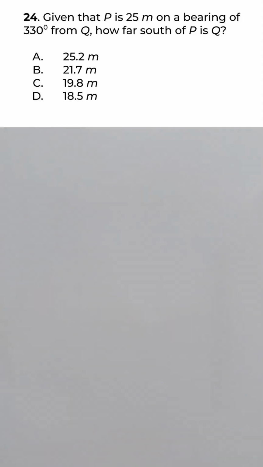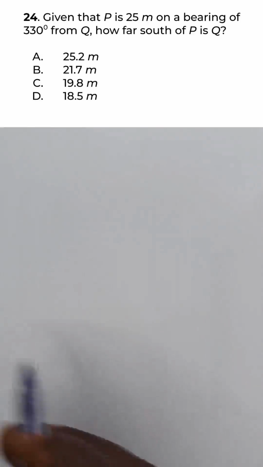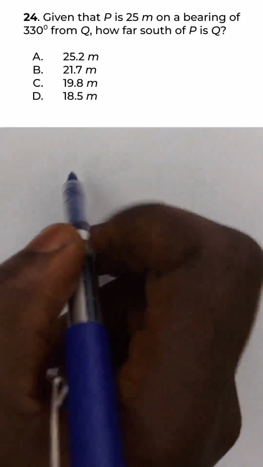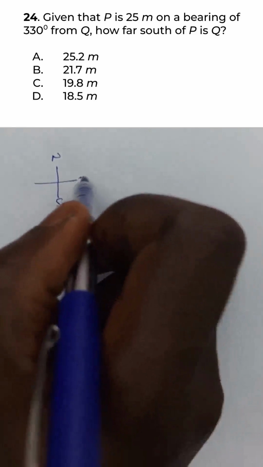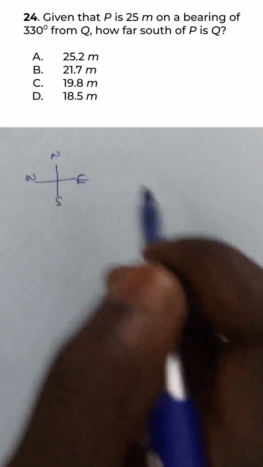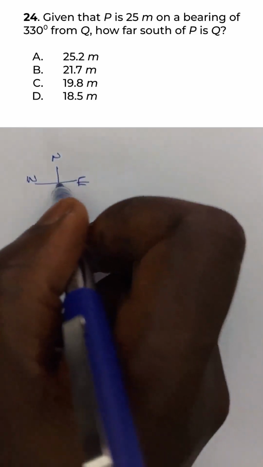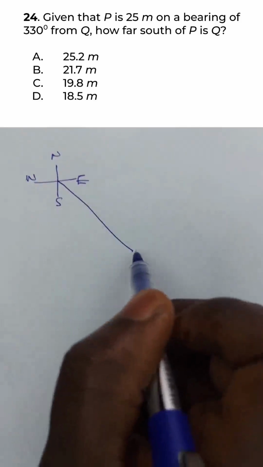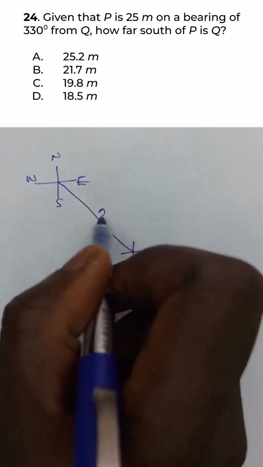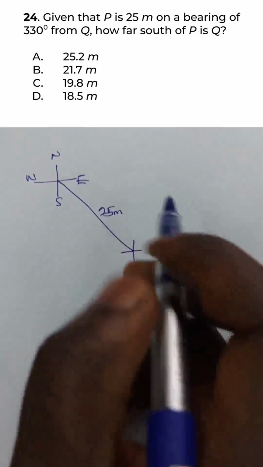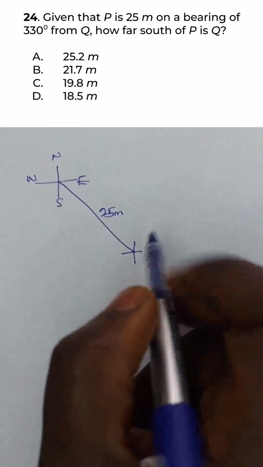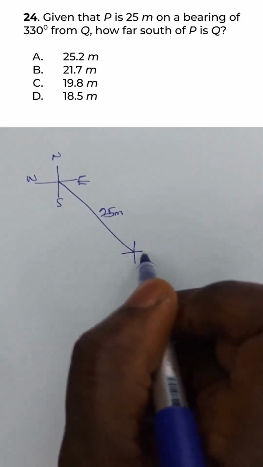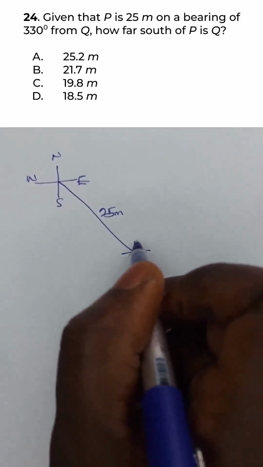Now, on to question number 24. Question number 24 is on bearing. We need to sketch the diagram for this. First, remember your four cardinal points: north, south, east, west. The distance between point Q and point P is 25 meters from the question. For you to locate point P from point Q, you are going to move 330 degrees.